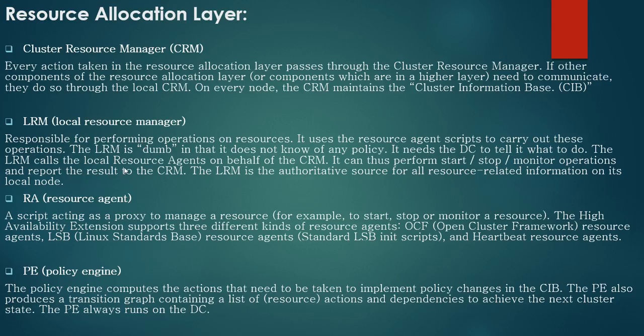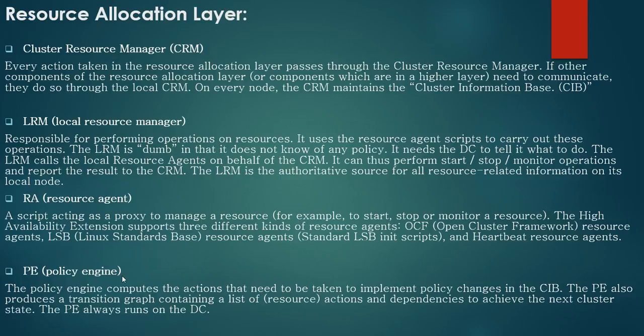Okay, so this is the LRM, and also the resource agent. Like I said, we can have different types of resource agent. The first one is OCF, which stands for Open Cluster Framework. We also have LSB, Linux Standard Base, and we also have the heartbeat resource agent. Here it says three, but we have more. I will show you in the Pacemaker GUI or in Hawk. So those are the different types of resource agent we can use.